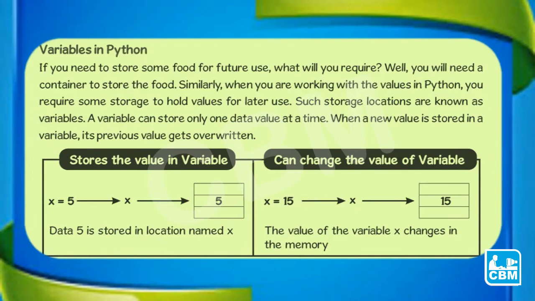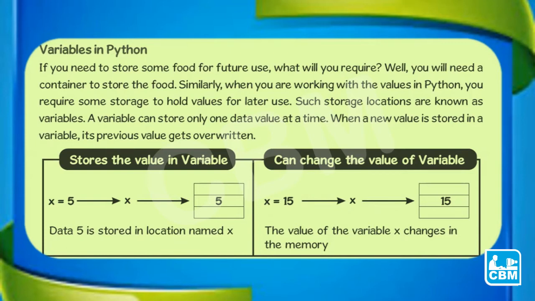Let's take a daily life example to understand variables in Python. Let's say you want to store some food for future use. In such a case, you will require a container to store that food. Similarly, when we are working with values in Python, we require some storage to hold these values. These storage locations are known as variables in Python. A variable is used to store some data value at a particular point of time. When a new value is stored in the variable, its previous value gets overwritten.